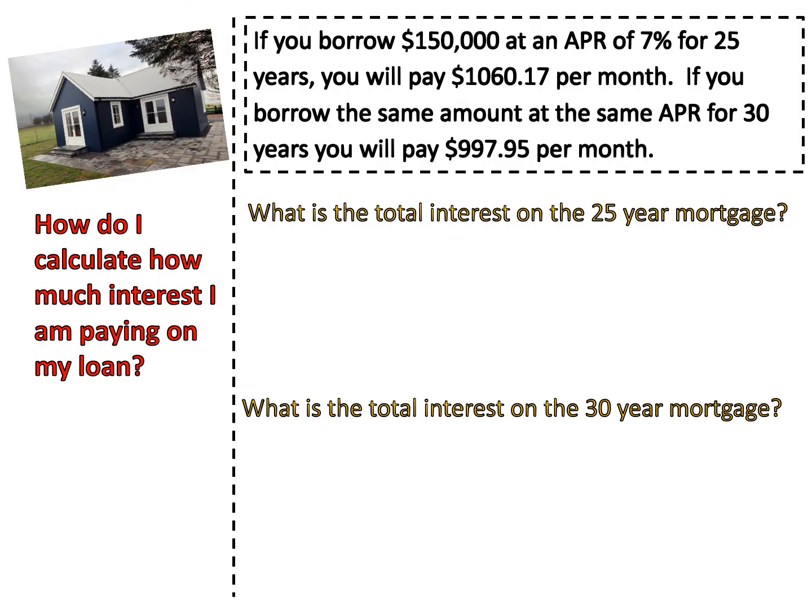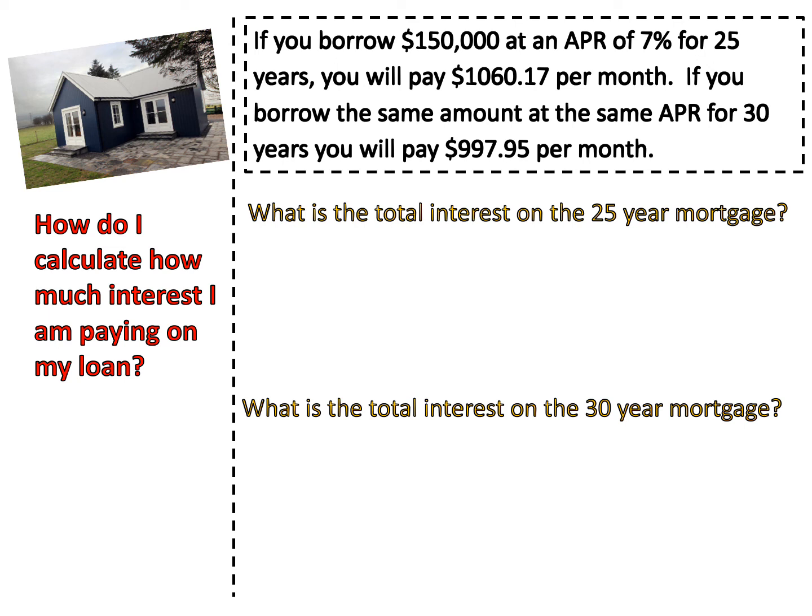Okay, so the next thing we're going to look at is how do I calculate how much interest I am paying on a loan? If you borrow $150,000 at an APR of 7% for 25 years, you will pay $1,060.17 per month. If you borrow the same amount at the same APR for 30 years, you will pay $997.95 per month. What is the total interest on the 25-year mortgage?